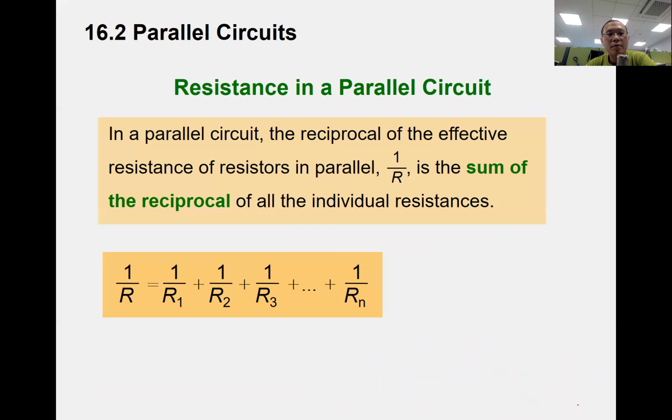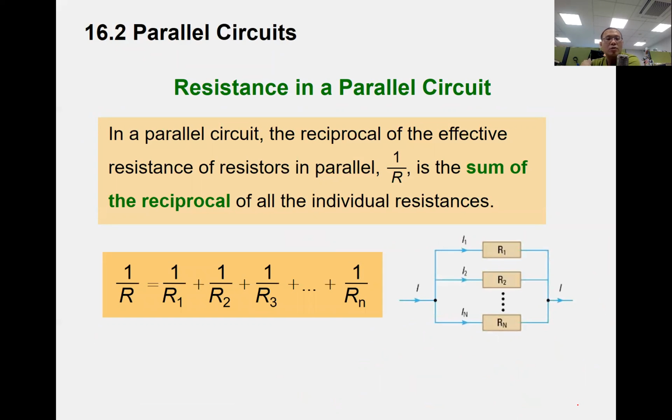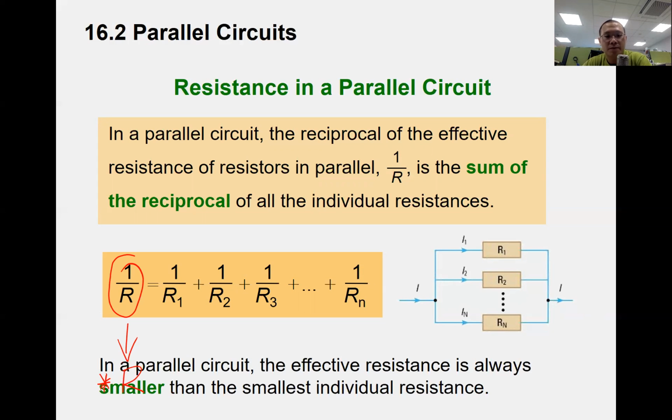If you have multiple branches, a lot of branches, R1, R2, R3, R4, don't worry, just reciprocate everything and add it up together. Remember, this equation gives you 1 over R, so after that, please remember to flip the combined fraction again. Ultimately, you want R effective. Same thing, the effective resistance is smaller than the smallest one. This is quite easily explained by the math, because of taking fractions.